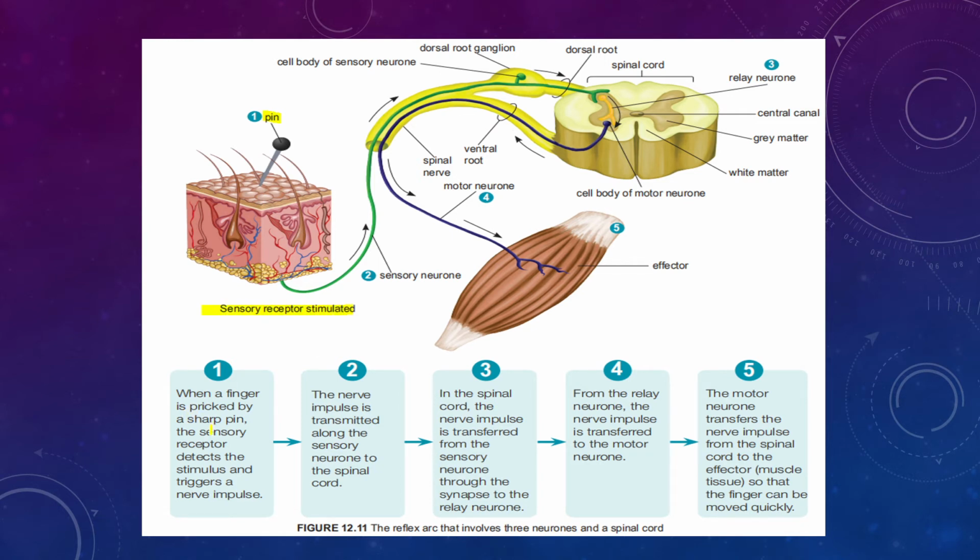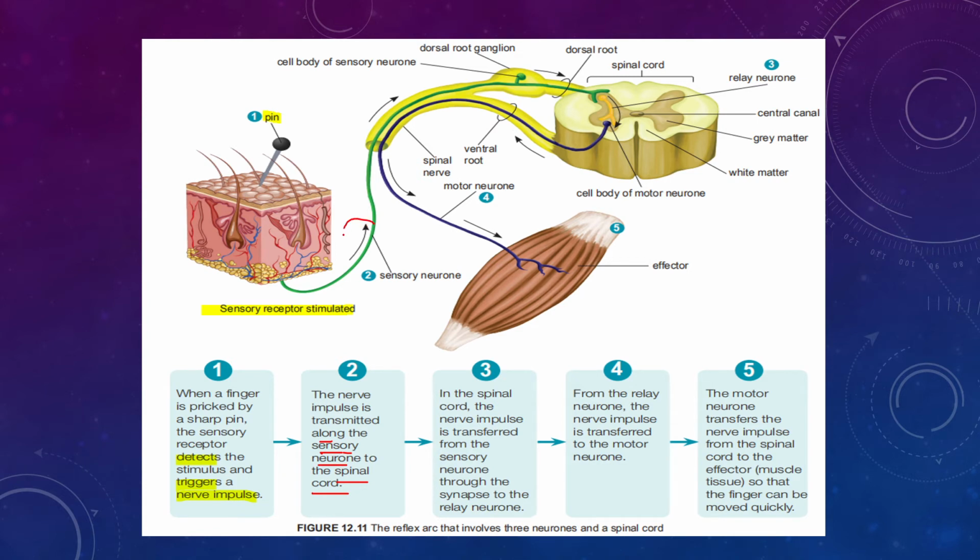When the finger is pricked by a sharp pin, the sensory receptor detects the stimulus and triggers a nerve impulse. So this nerve impulse is transmitted. You get to see the transmission of the nerve impulse along the, what neuron is that? Sensory neuron, heading to the central nervous system, which is the spinal cord in this case.